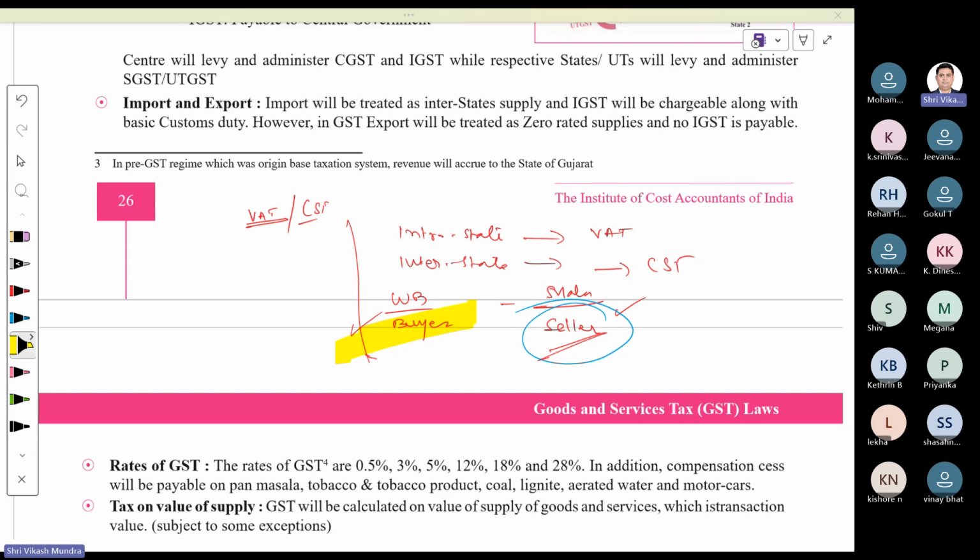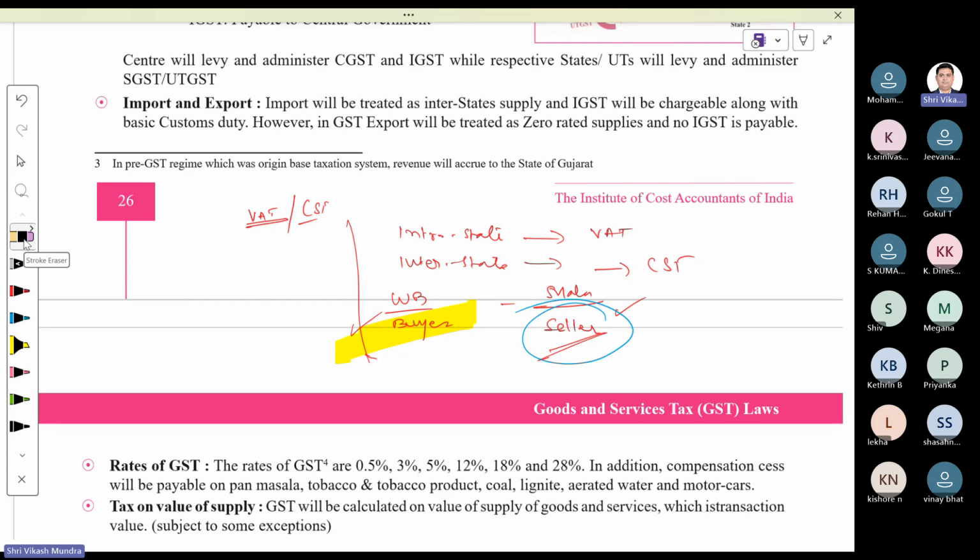What was the biggest change? This is the biggest change made by the GST. Number one, it is a destination based tax. What is the meaning of destination based tax? The buyer state where goods are destined, where goods are reaching, that state is entitled to get the cake of that revenue. Earlier, the seller states were supposed to collect the money. So this is one of the biggest changes made by the GST.